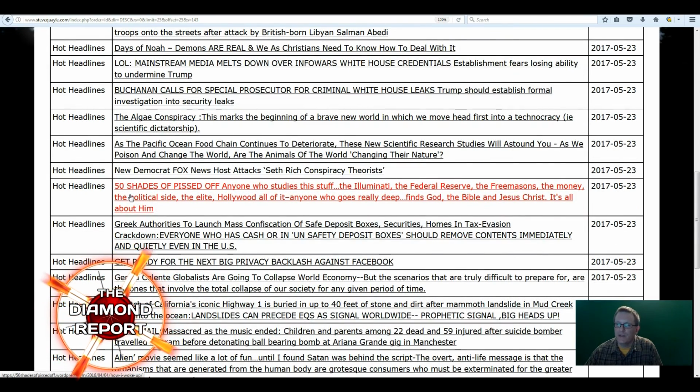Anyone who studies this stuff, the Illuminati, the Federal Reserve, the Freemasons, the money, the political side, the elite, Hollywood, all of it, anyone who goes really deep finds God, the Bible, and Jesus Christ. It's all about Him. Totally agree.